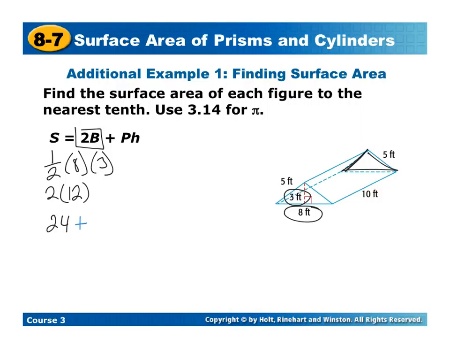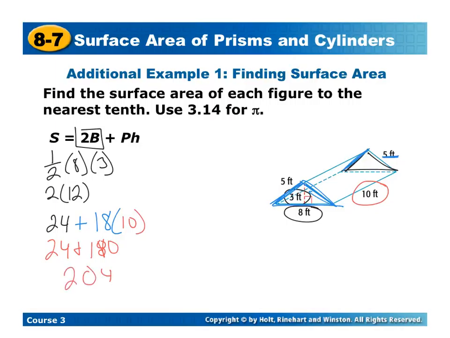Now we're going to add the perimeter, so the distance around the triangle. So here we have 5. This 5 refers to right here, and we also have 8, so 5 plus 5 plus 8. So 18 times the height of the prism, which is 10. 18 times 10 is 180, so now we have 24 plus 180. So when we add those together, we get a total of 204 feet squared, because we're talking area.